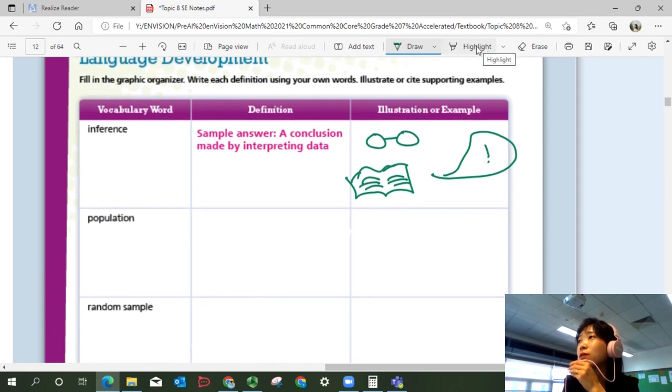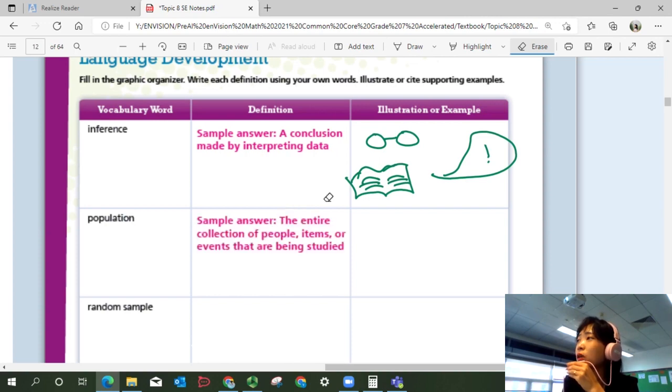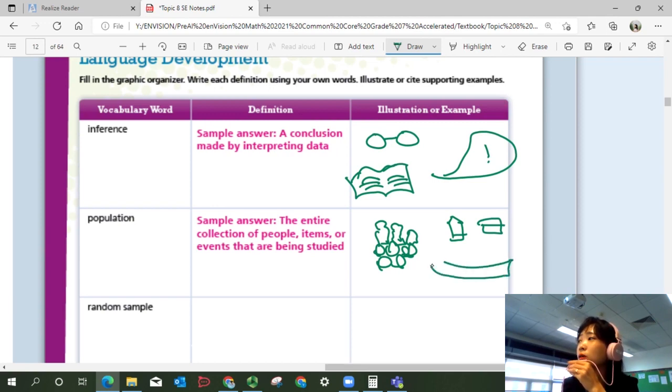All right, what is the definition for population? Do you know what a population is? It's how many people are in a certain group or in an area. So the entire collection of people or even items or even events that are being studied. So you could draw a group of people here, or items like pencils, erasers, or events that are being studied. This could be like a marathon event. So draw your illustration or give an example of population.